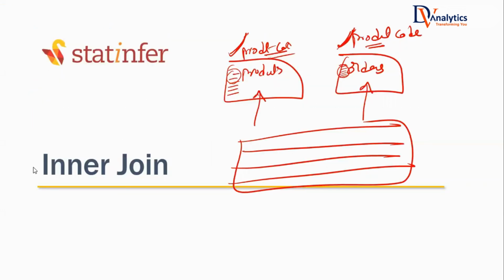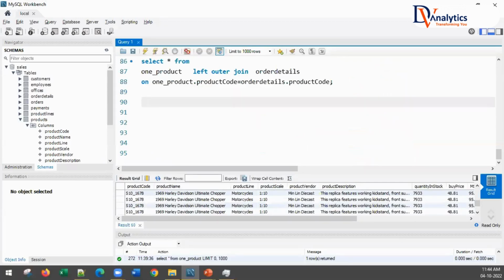Okay, let us do this inner join. Let us write the code for this inner join. Select, this inner join is easy. Select star from, again write the two table names.